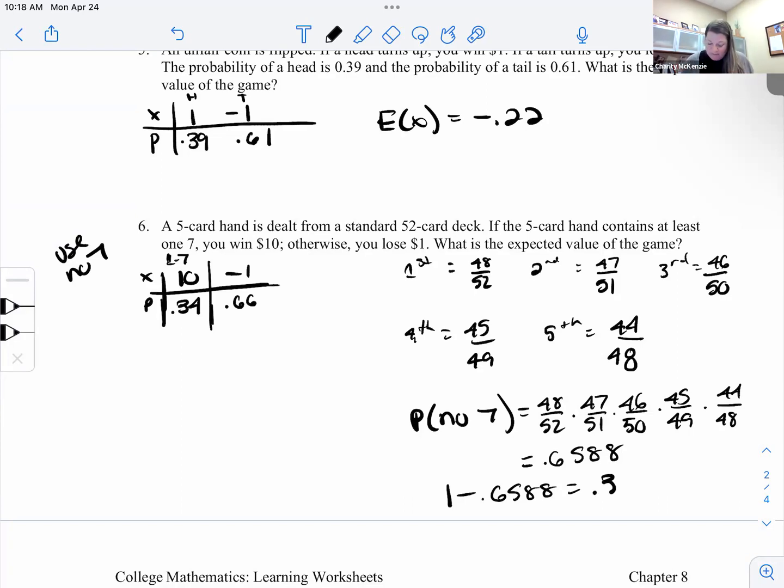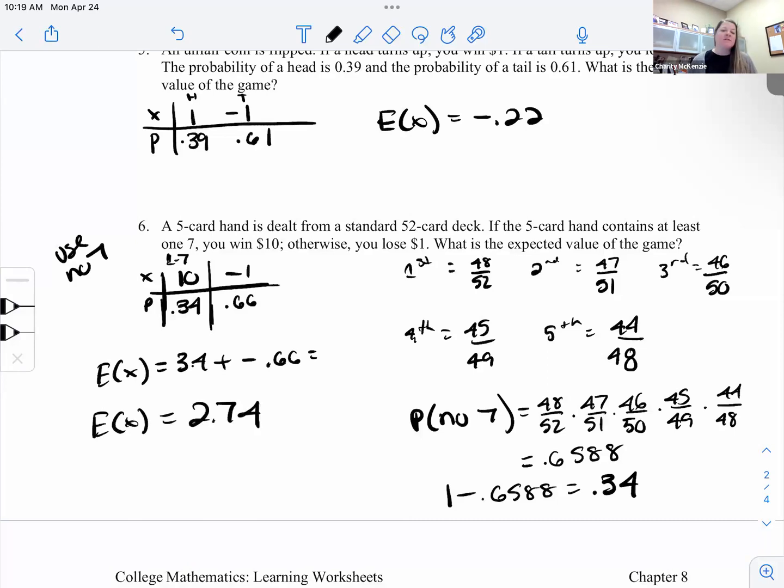So this was 0.34 over here. All right, so we're going to multiply. We get $10 at the 0.34 probability, so that's going to be 3.4, plus the -1 times 0.66, which is -0.66. So 3.4 minus 0.66. So if you play this game, your expected value is $2.74.